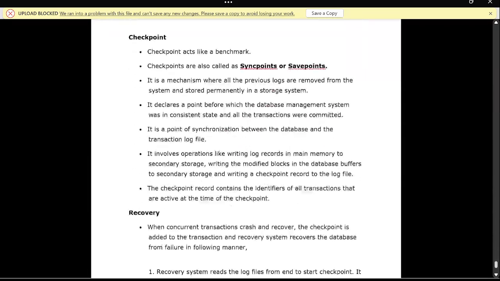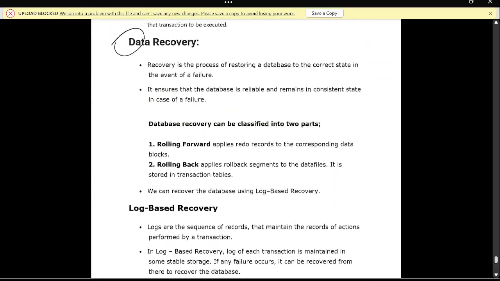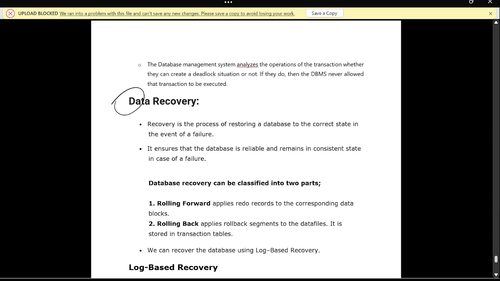I will explain data recovery. Okay. Data recovery is nothing but whenever we are doing any transaction, if there is any natural hazard or any human error, due to that we are going to lose the data. No? So how to roll back, or how to back up the data whatever we have lost.